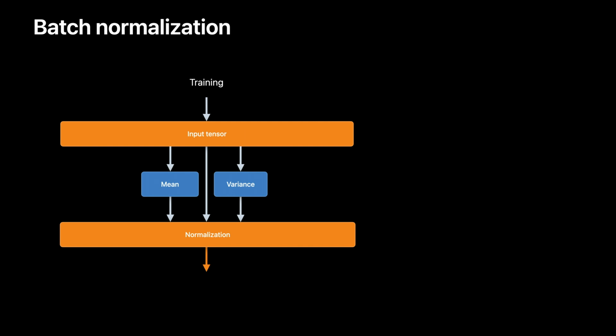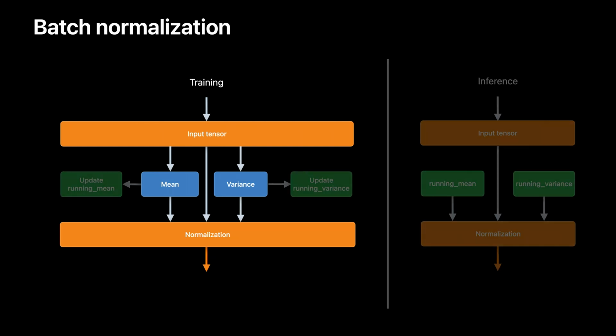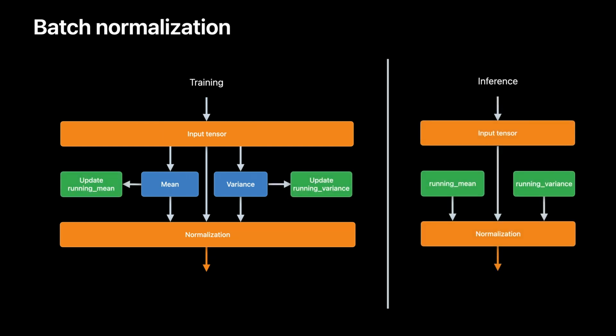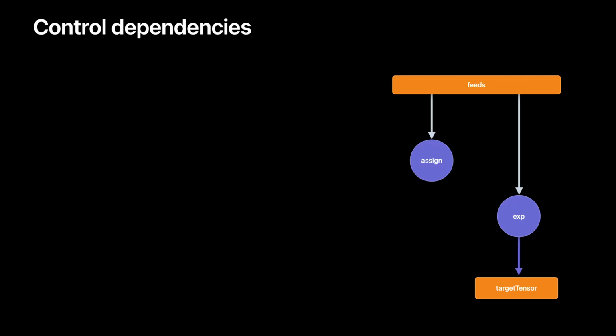The first step is to compute the mean and variance. These are in turn used to update the running mean and running variance, which are needed for inference. However, the training graph result does not require these variables, so the MPSGraph might optimize them away. We can solve this by explicitly ordering them before the final normalization operator using control dependencies. Let's look at a simple example with some code that shows how you can use this API.